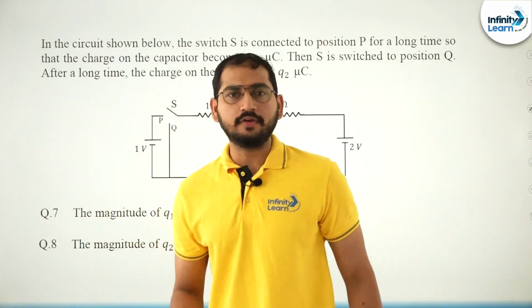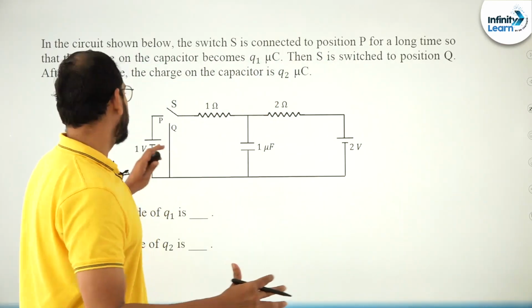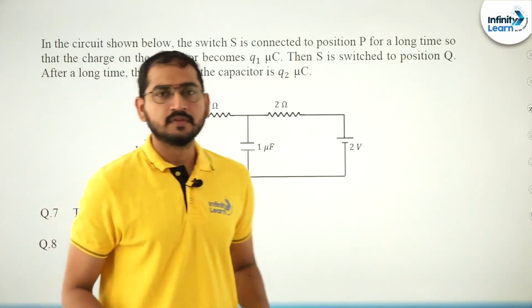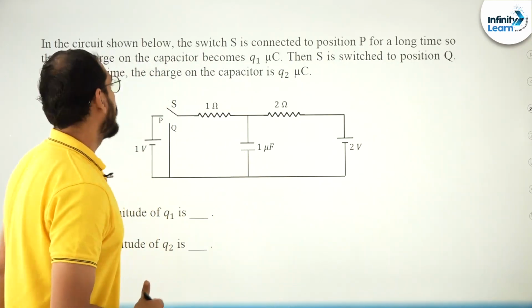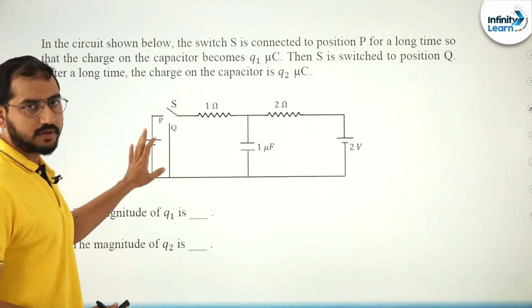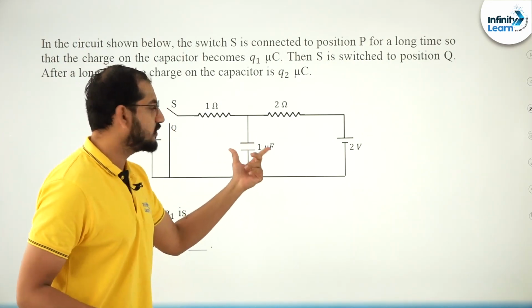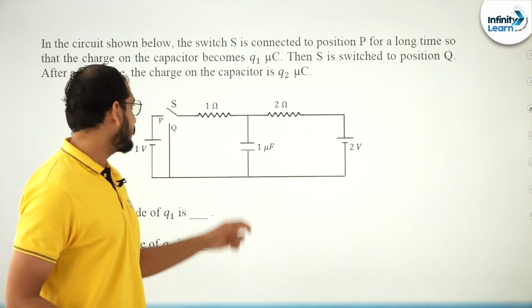So students, now we are going to discuss this question, which is from the chapter of capacitance, and here we have been given a circuit diagram. This is an RC combination that we need to take care about. The question says that initially P and S are connected. Because of that, finally some charge will be accumulated over this capacitor that we need to find as Q1, and then we are going to change the circuit.